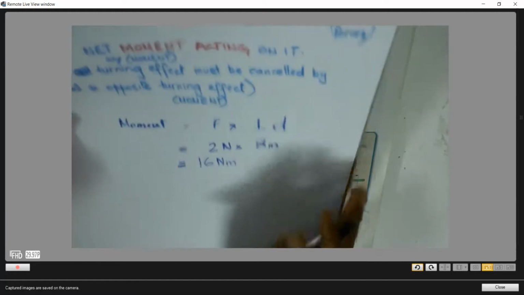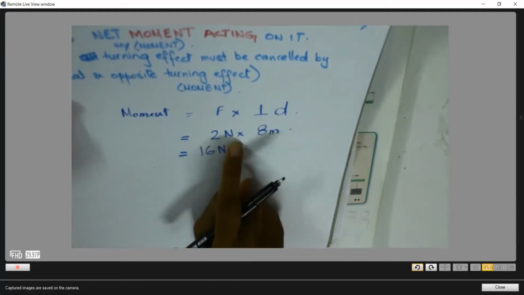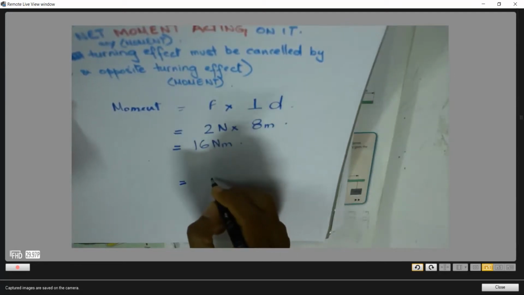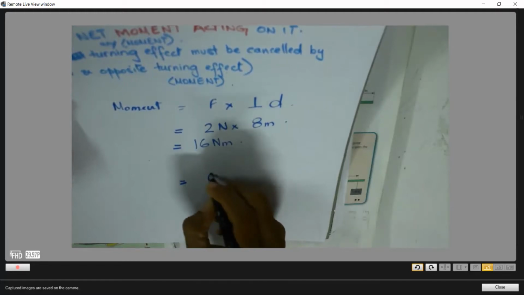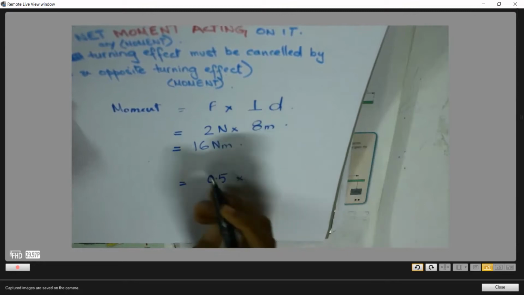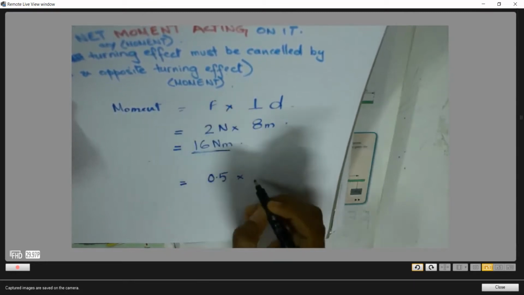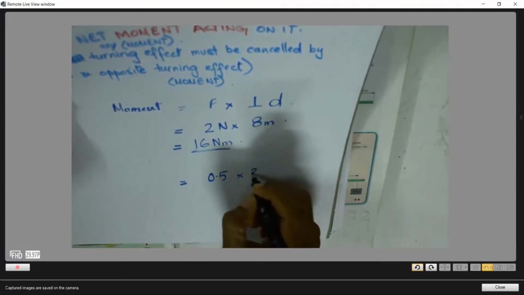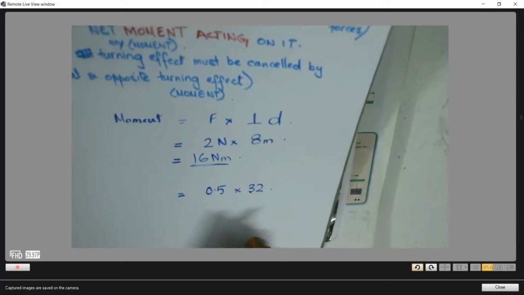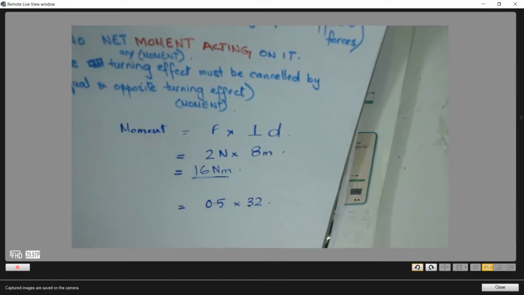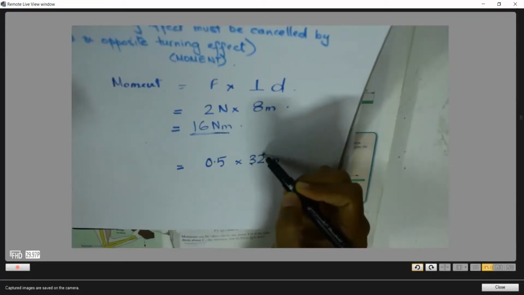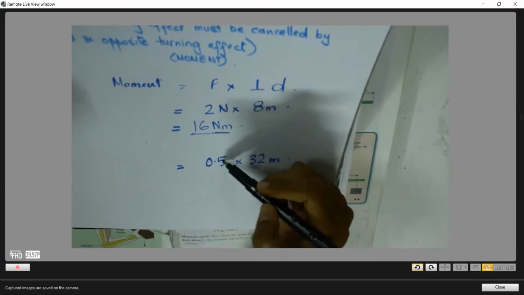16 Newton meter is the turning effect. Now, if I want to decrease this force, I don't want to use this much force. For example, I want to apply only, let's suppose, 0.5 Newton, but I want the same turning effect. My distance should be how much? 32, I think. Am I right or not? Yes, 32 meters. So I have to increase the distance 4 times to decrease the force.